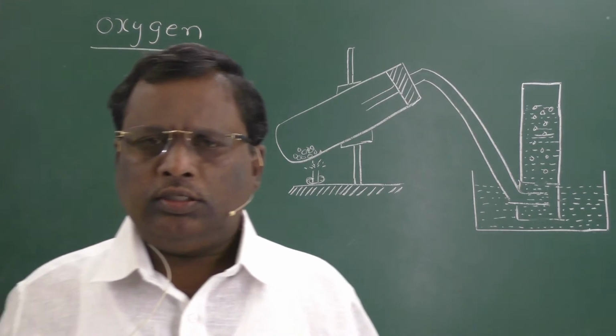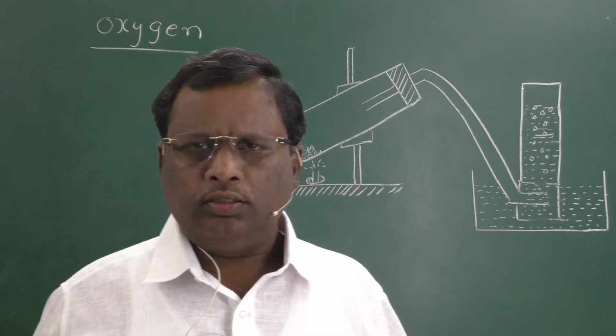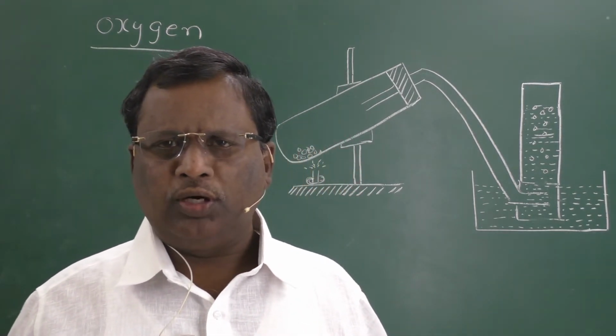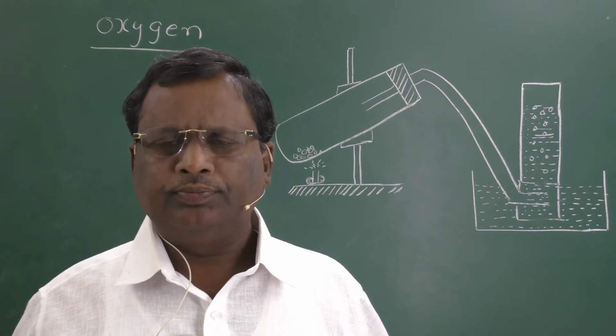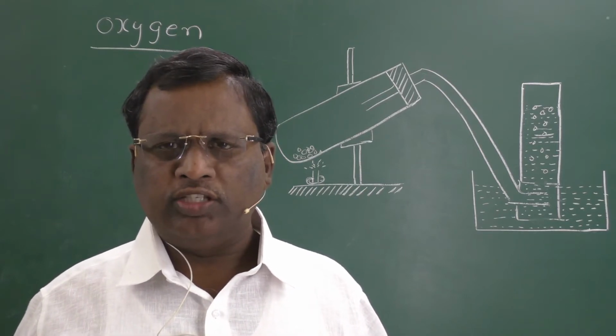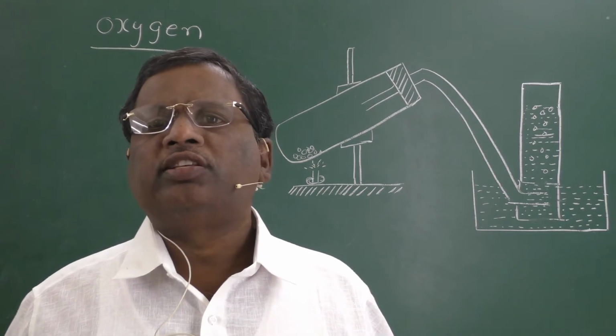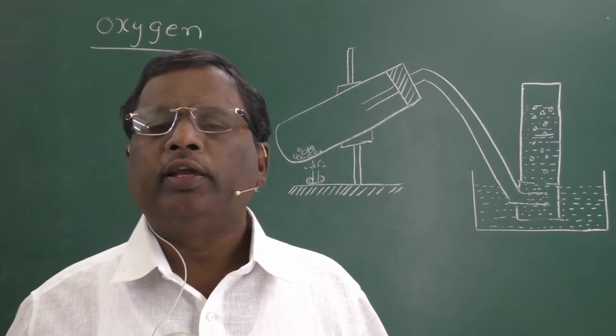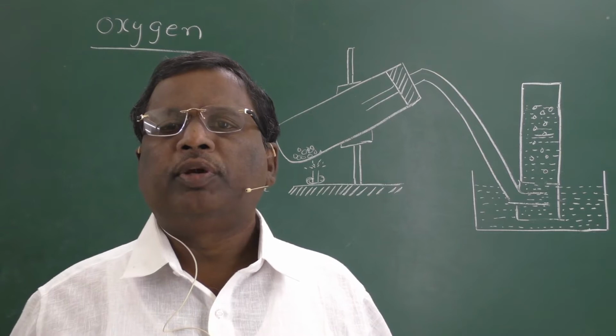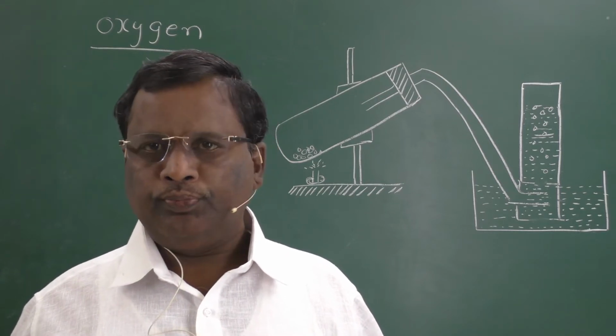We know that oxygen will exist in two allotropic forms. One is diatomic oxygen and another one is triatomic oxygen. The triatomic oxygen is known as ozone. We have already learned the preparation and properties of ozone.